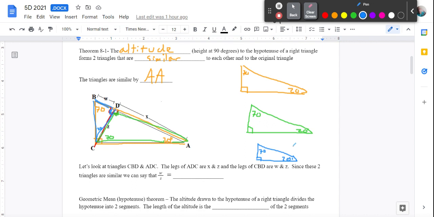There are a couple of different rules we can look at here, and I want to look particularly at the two small triangles, the blue triangle and the green triangle. In the blue triangle, the little leg is W and the larger leg is Z. In the green triangle, the little leg is Z, and the larger leg is X.